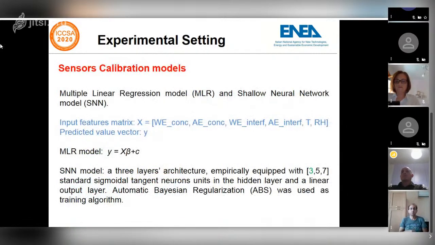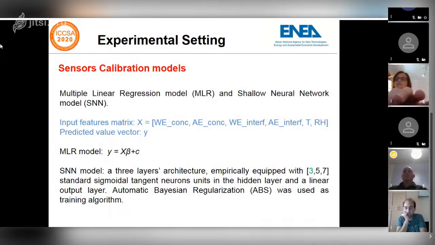These data have been calibrated using two different approaches, one linear and one non-linear. Specifically, a multiple linear regression model and a shallow neural network model. The input matrices of these two models consist of different features. In this case, we see the working electrode and the auxiliary electrode concentrations of the sensor.